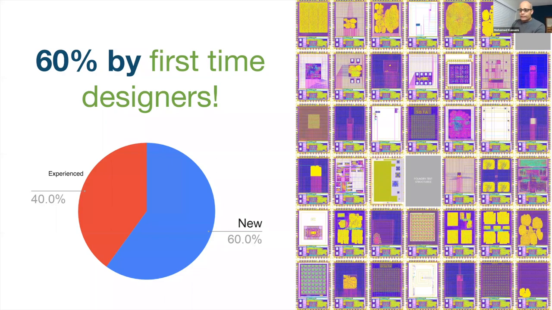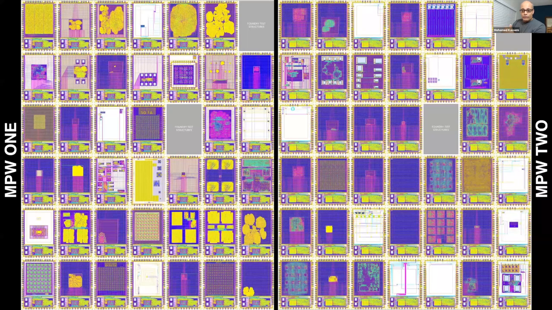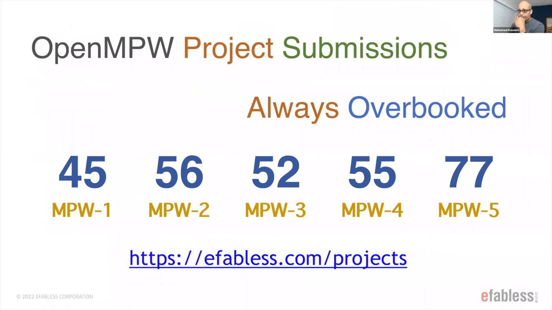There's another one. Again, there are different types of designs, and the rest of the designs, you can go to our website and check them out. And these are just beautiful pictures, because when you see it, you see the different designs coming from different people. You can see the RF, somebody's building an inductor library right here. It's coming from all over, whether it's professional companies or universities.